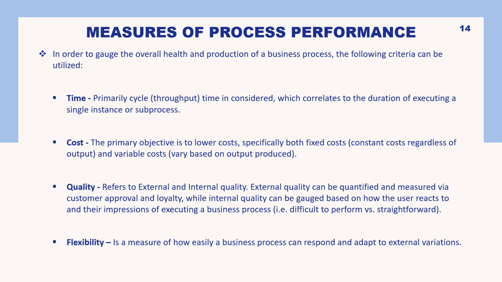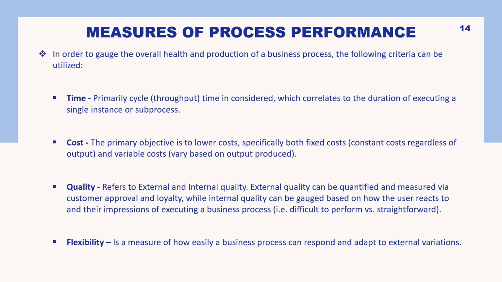The next measure of process performance is cost. The primary objective is to lower overall costs. Costs are divided both into fixed costs, which are costs that are constant regardless of output, and variable costs. Variable costs vary based on the output produced.